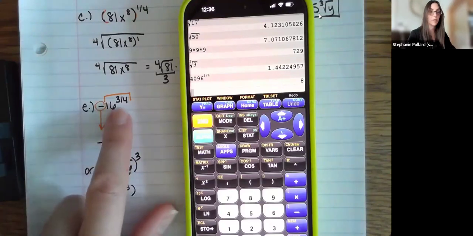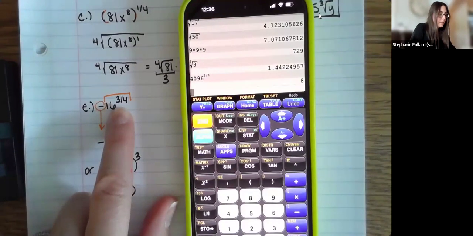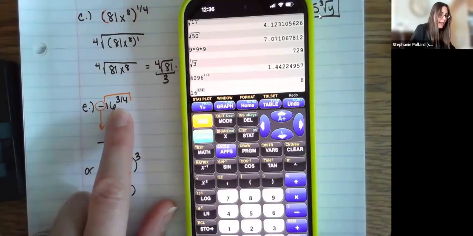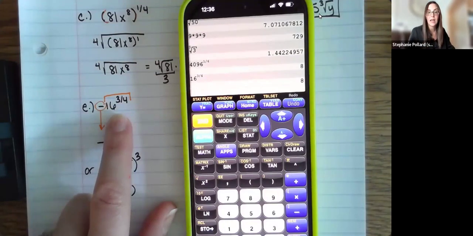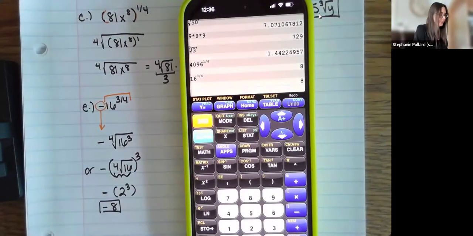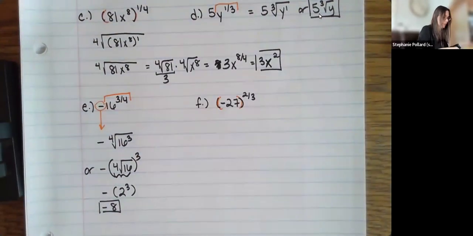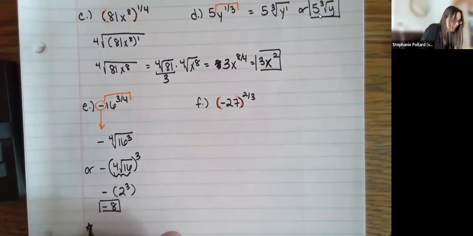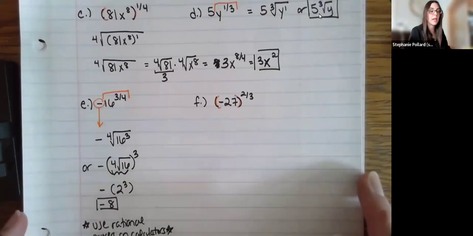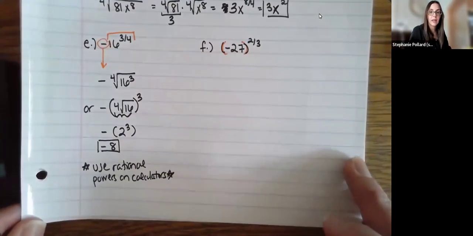Now, it can even handle powers like this, which is really cool. If I do 16 to the 3/4 power and hit enter, I get the answer of 8. And then I'll just tack the negative on at the end. So this is a great way to check your work as well. All right, so you can always use those rational powers on your calculator.